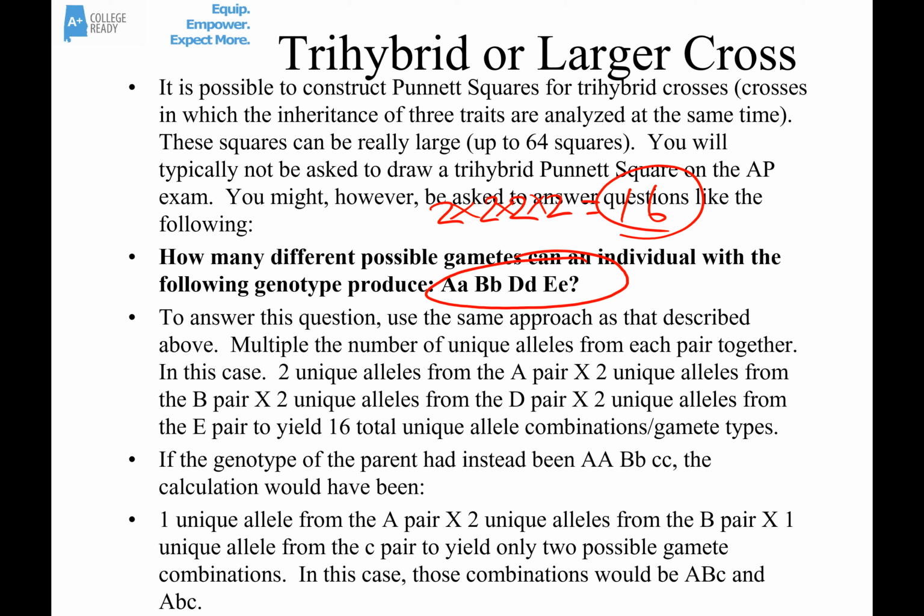So let's say that instead the parent had this particular genotype. Well, for the A gene, there's only one possibility. For the B gene, there's two possibilities. For the C gene, only one possibility, little c. So let's multiply 1 times 2 times 1. There's only two possible gametes here. The gametes have to get a big A. They could get a big B. They have to get a little c. So that's one of the possibilities. So again, they have to get a big A. They could, instead of the big B, get a little b, and they get a little c. So this is one possible gamete. This is the other.